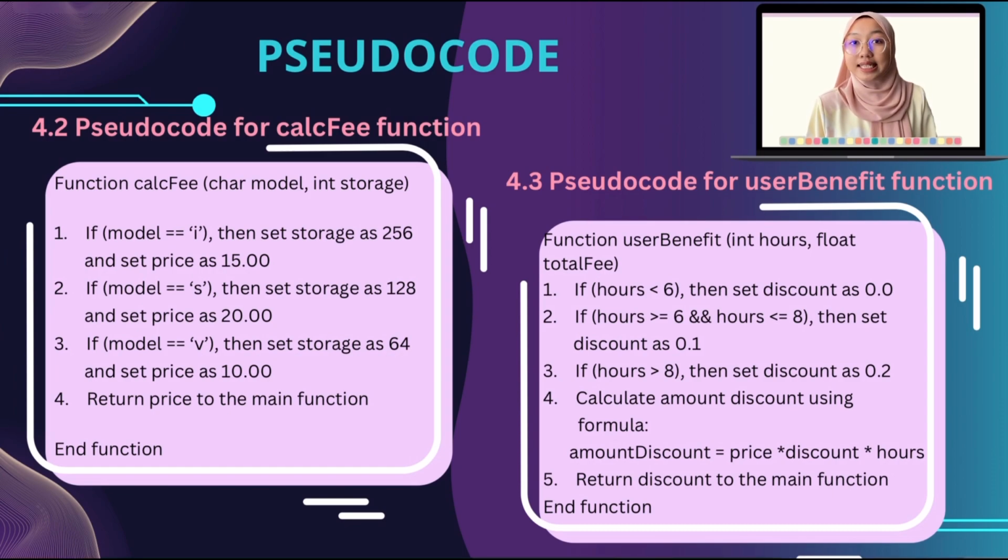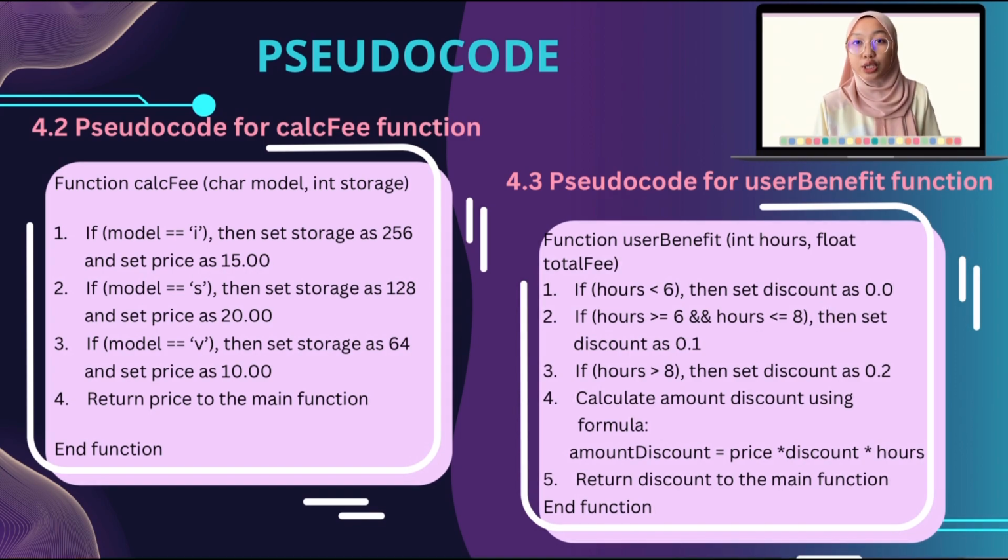For the pseudocode calculate fee function, in this function have char model and integer storage. First, if model is I, then set storage as 256 and set price as 15 ringgit. If model S, then set storage as 128 and set price as 20 ringgit. The last one, if model is V, then set storage as 64 and set price as 10 ringgit. Then return price to the main function and end function.